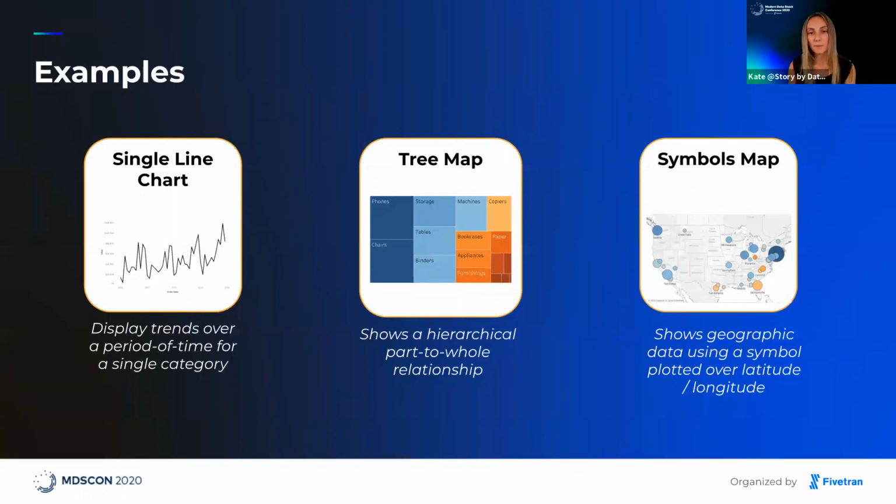Next is the tree map, right? So this shows a hierarchical part to whole relationship. And then a symbols map, which is basically a map view with bubbles on it that shows geographic data using a symbol plotted over latitude or longitude. So you'll need something like a city field or something like that to use that chart.